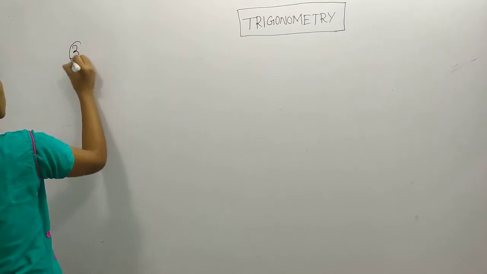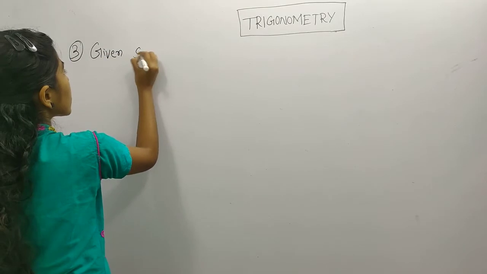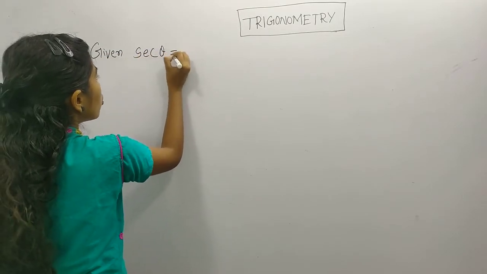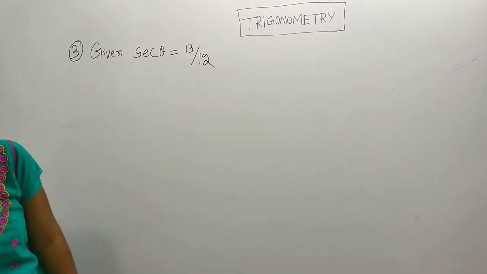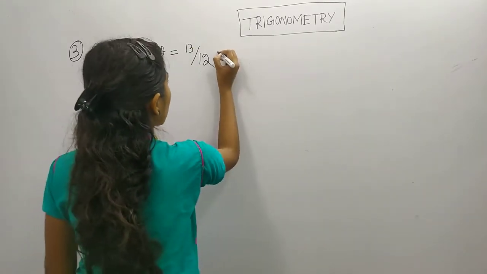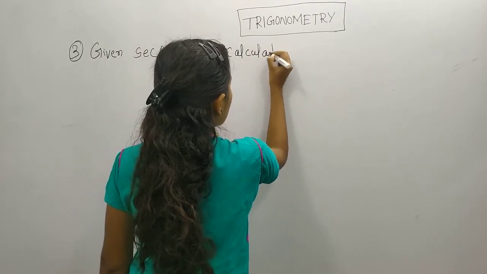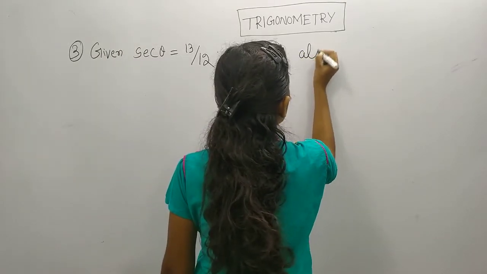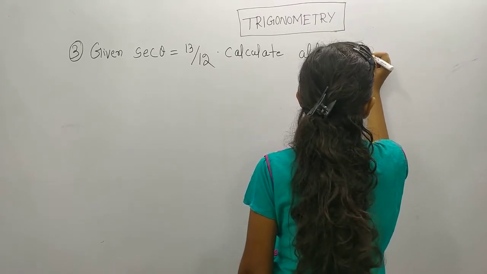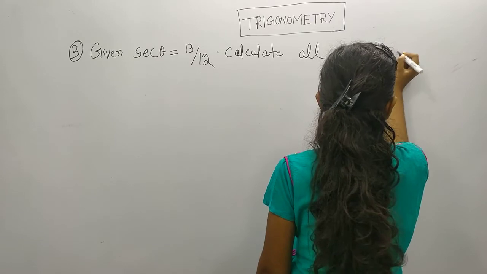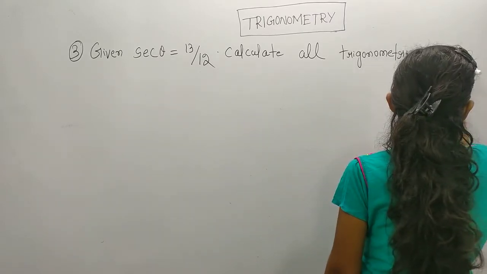Next question: given sec theta equals 13 by 12, we have to calculate all trigonometric ratios.